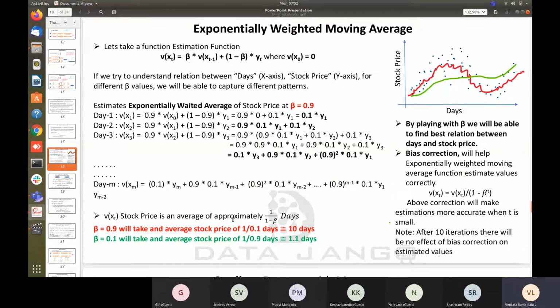So here, there is a formula 1 by 1 minus beta days. When you take beta as some number, it will consider the previous that many day steps. I have considered beta equal to 0.9. If you substitute here, 1 by 0.1 is going to be 10 days. If you take 0.1, it's going to be 1.1 day only, previous 1.1 day only.